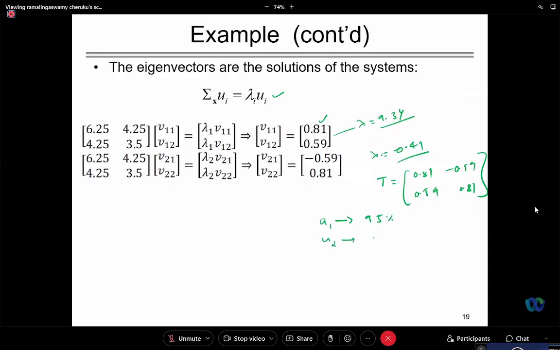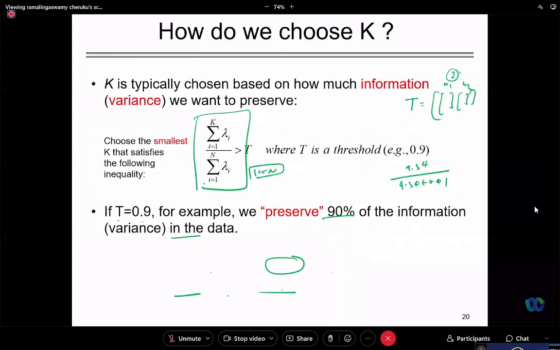The U2 is preserving the remaining 5% of information. If I am putting the threshold at 90%, then if you select one feature, only one principal component is sufficient, because this alone is preserving more than 95% of the information. It means you can take one feature out of two features. That's the way we do feature selection, the dimensionality reduction step, using this technique. Here k is equal to 1 only.